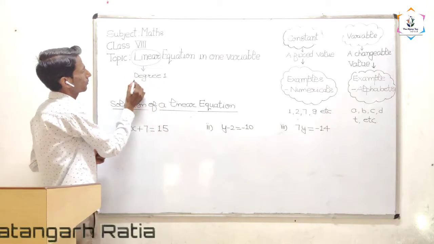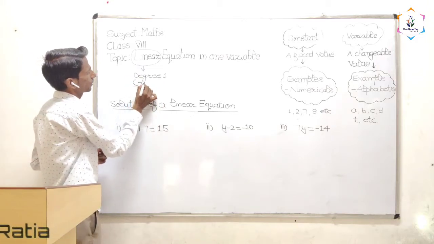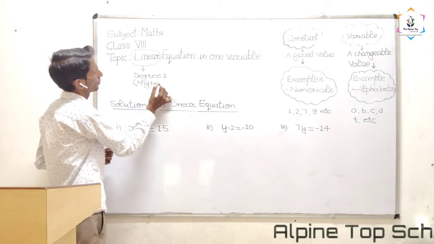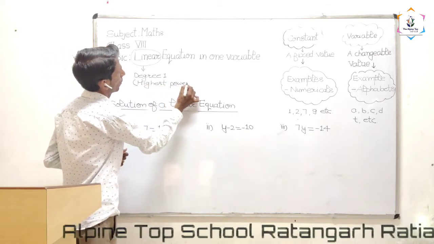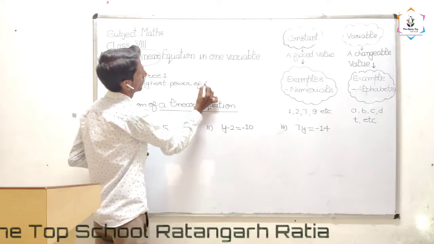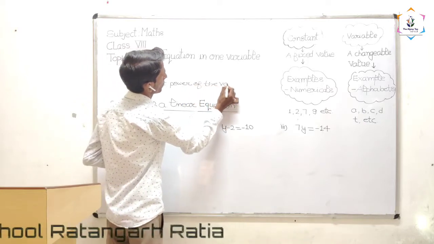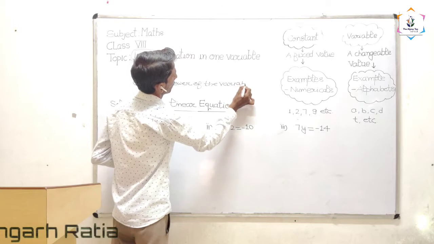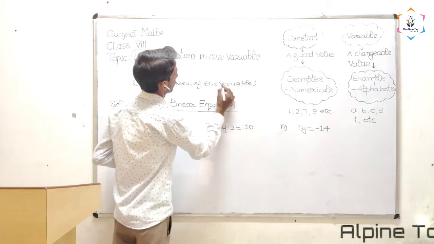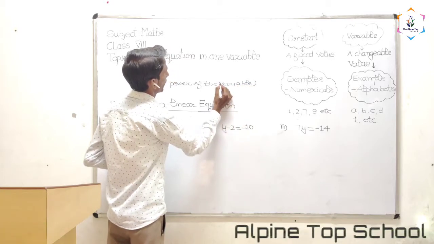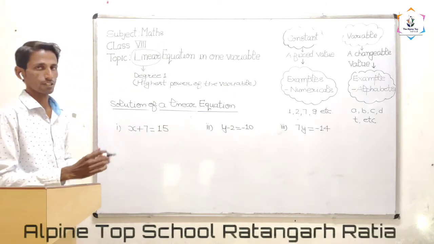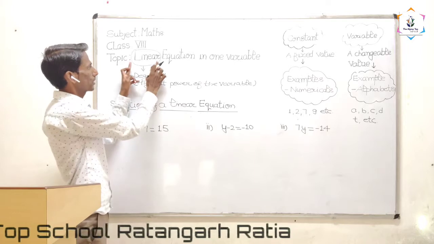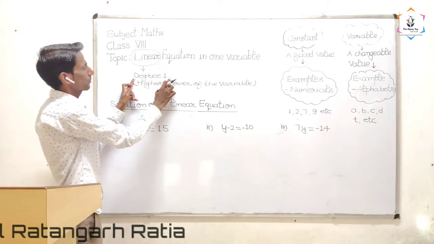Now what is the meaning of degree? Highest power of the variable. Students, here I am using the word variable. Just after a minute I will explain the meaning of this word also. Firstly, you have to know what is the meaning of linear, that is, degree 1.